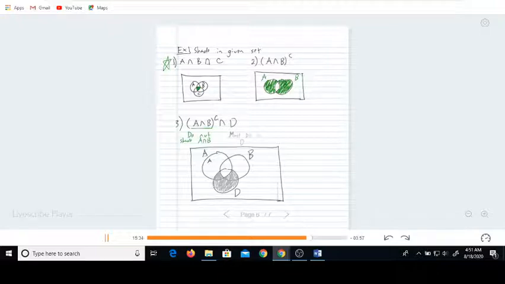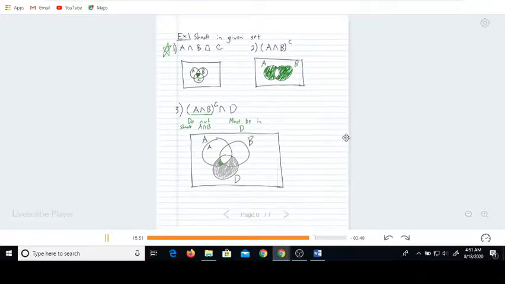So anything we shade must be inside D as well. So we need to shade everything in D that is not inside of A intersect B. So that section is in D, but it's not in the intersection of A and B. This sector is in D and not in the intersection of A and B. And then all this sector is in D, but not in the intersection of A and B. So here's the answer here. Alright.